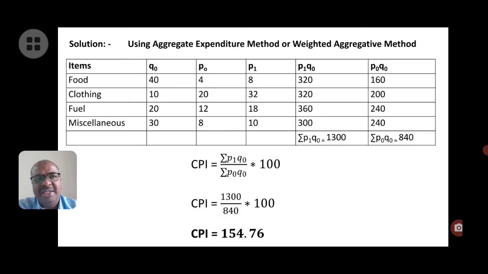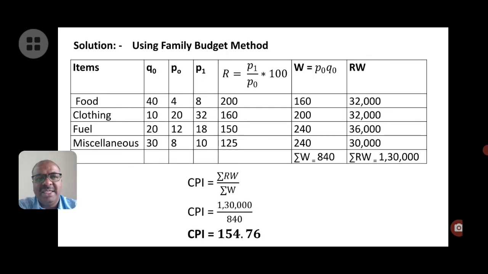That is the aggregate expenditure method. Next, let us look at the next method, that is family budget method. One thing to be kept in mind is that whether it is family budget method or aggregate expenditure method, the final answer remains the same. So here again we have all the four items: food, clothing, fuel, miscellaneous. We have the given values Q0, P0 and P1. And the formula for consumer price index changes here. It is sigma RW, that is price relatives into weights divided by sigma W.